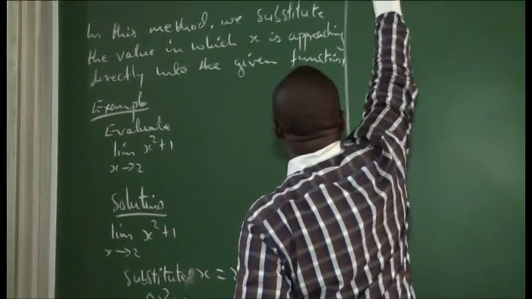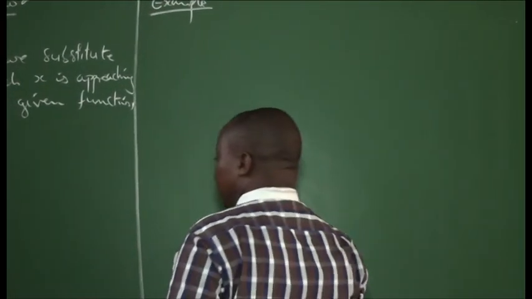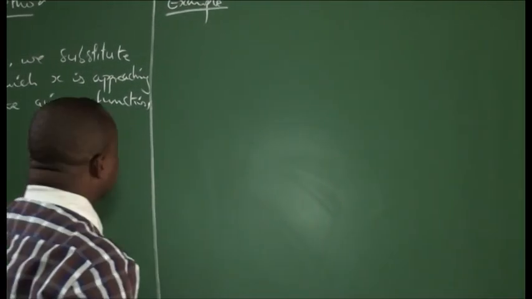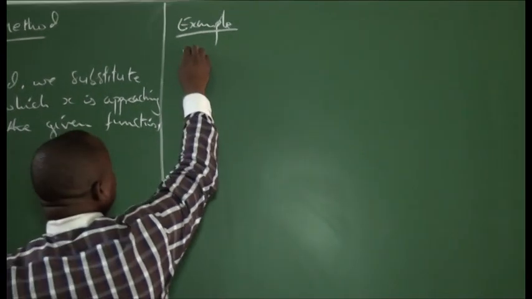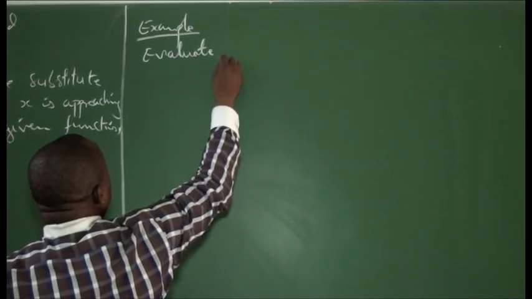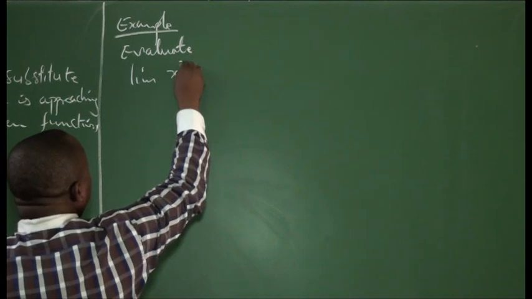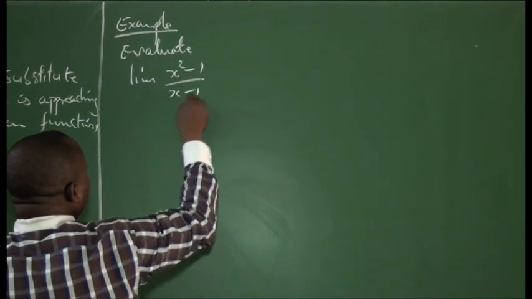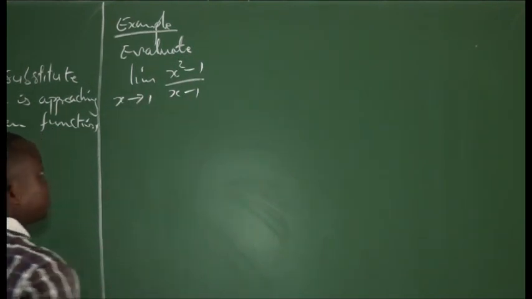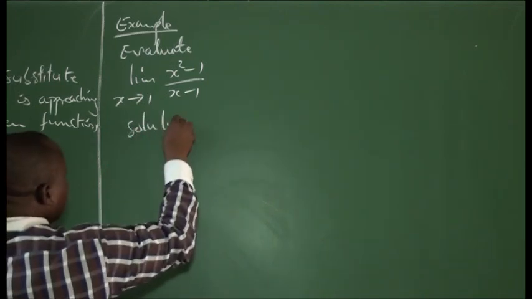Let us take another one, which is the second one that we did using the tabular approach. I'm going to evaluate the limit of x squared minus 1 over x minus 1 as x approaches 1. So this is the solution.